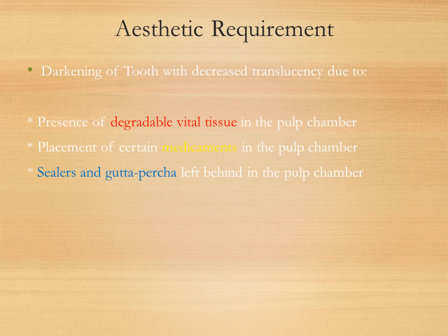So generally, when private practitioners try to do a conservative access opening, sometimes when you are inexperienced, you tend to not extend your access cavity prep to include the mesial and the distal pulp horns, because of which you are actually leaving behind vital pulp tissue, which will degrade in the future, and the breakdown of the pulp into hemoglobin components is going to cause the discoloration of the tooth. That happens slowly over a period of time.